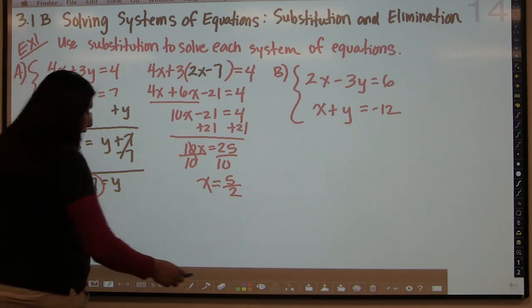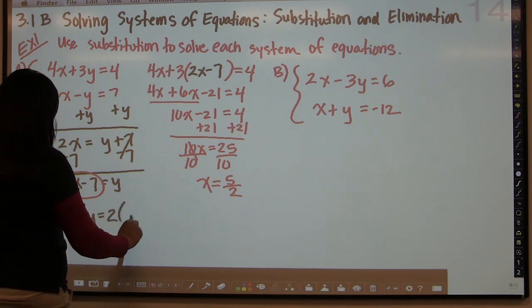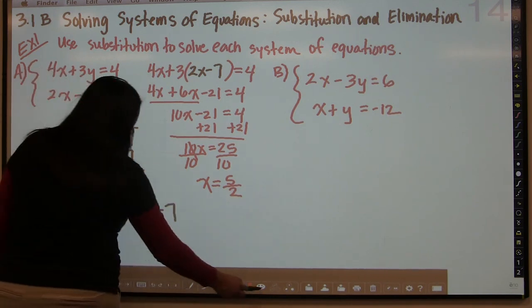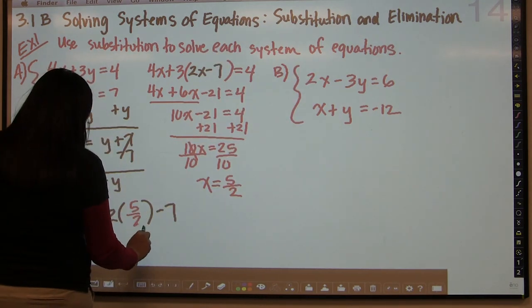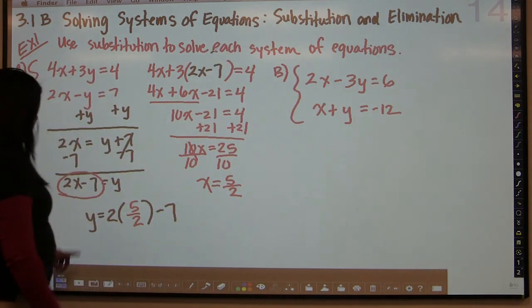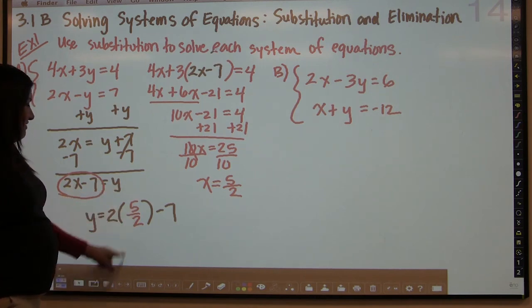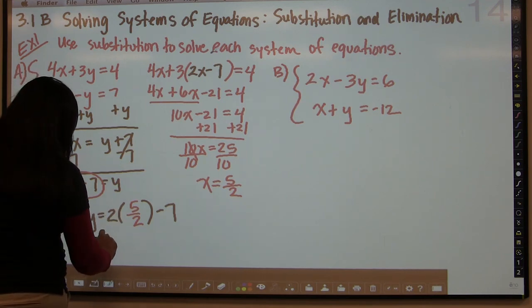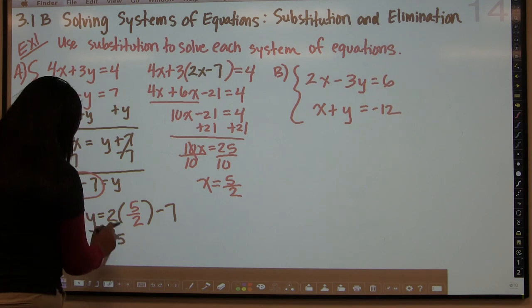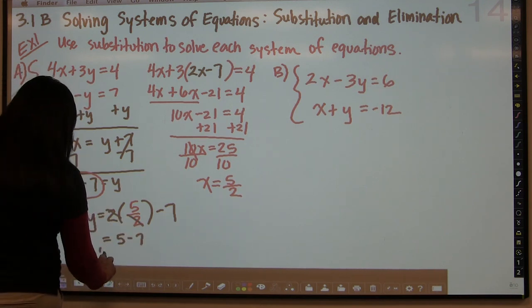Now, to solve for y, we know that y equals 2 times x minus 7. And since we just figured out that x is 5 halves, we can replace the x variable in our simplified equation here with 5 halves and solve. So 2 times 5 is 10, 10 divided by 2 is 5, or basically the 2's cancel. And you get 5 minus 7, which means that y equals negative 2.